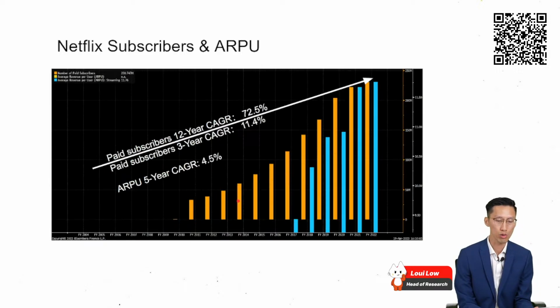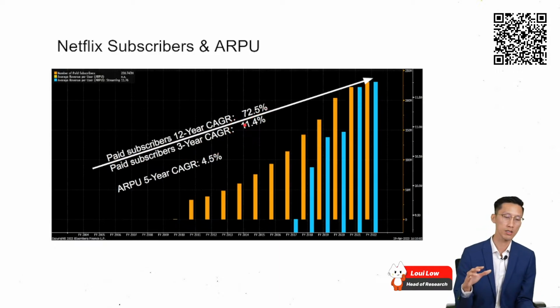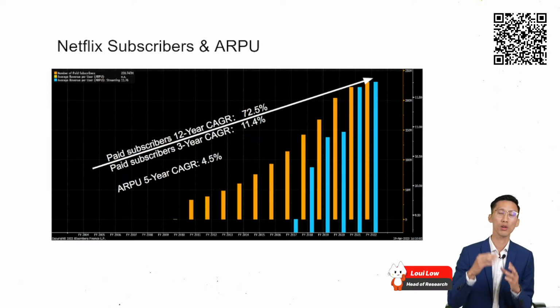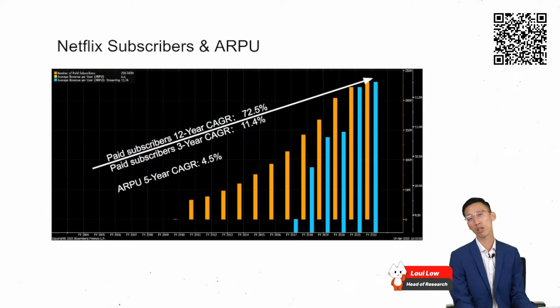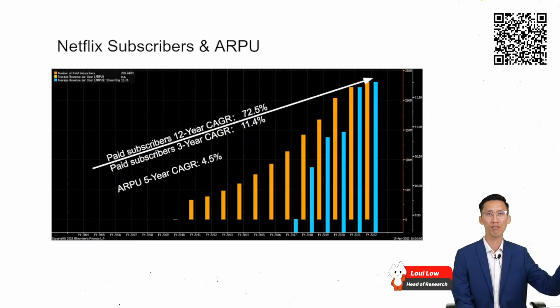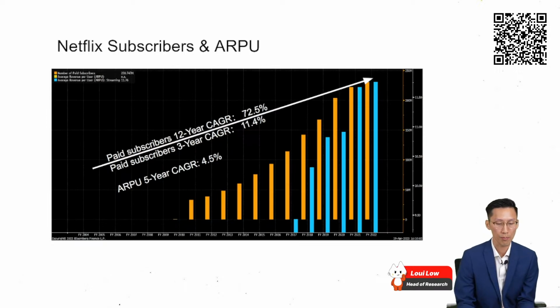Throughout the years, if you look at the 12-year CAGR for their paid subscribers, it has been very wonderful, a 72% CAGR, but it could be a low base effect. If you look at the 3-year CAGR of paid subscribers growth, it is about 11.4%. I'm stating this 3-year figure because during this pandemic, they are still having growth of 10%, which is still considered double-digit growth. To me, it is very interesting and amazing, because it is above 100 million subscribers already, and the growth is still there.